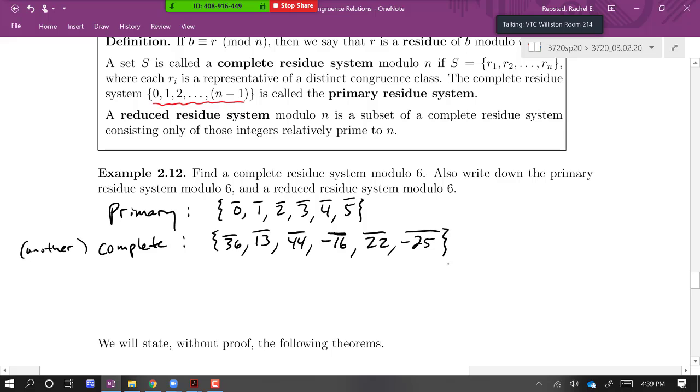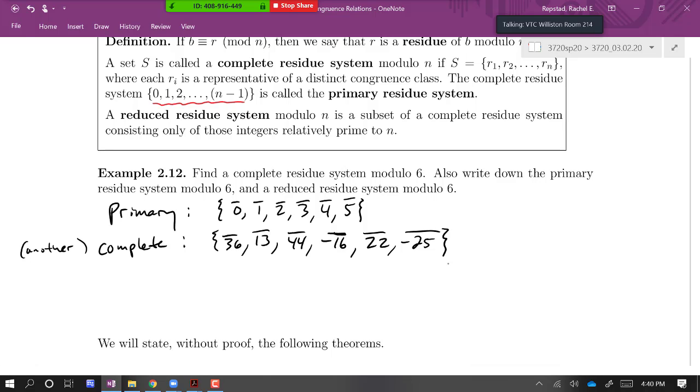You can check. You'll see that 5 and negative 25 are congruent to each other, mod 6. 4 is congruent to 22. 3 is congruent to negative 16. There's not much of a reason to use a complete system that isn't the primary, right? It just seems silly. But it's true. You can do it.